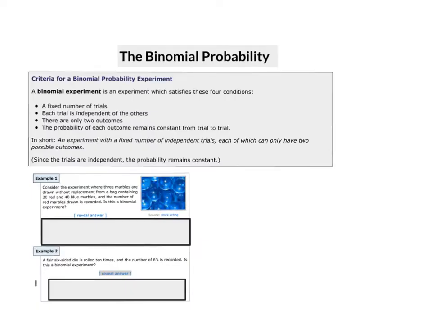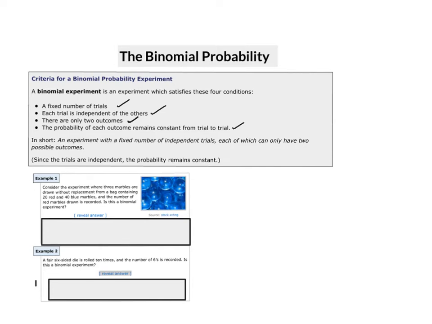So the criteria for a binomial probability experiment is a fixed number of trials. Each trial is independent of others. That means that one trial does not affect another, and you'll see that in a minute. There are only 2 outcomes. It's either yes or no, true or false, or this or the other. The probability of each outcome remains constant from trial to trial, and that's important too.